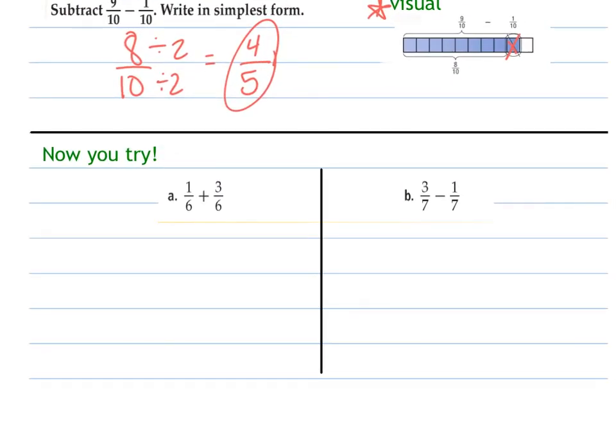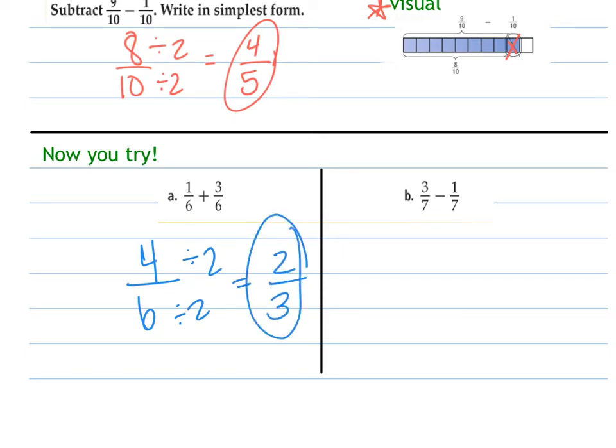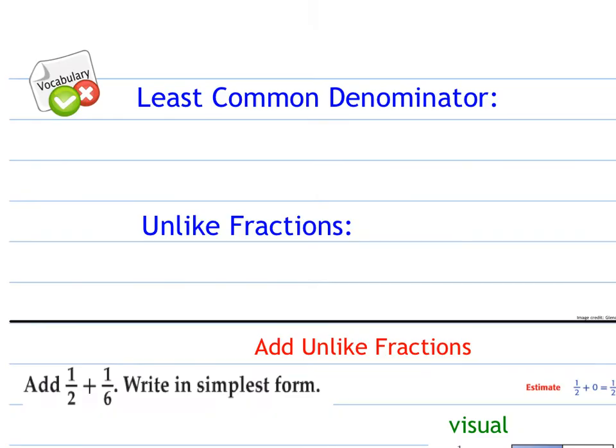Here's 2 for you to try on your own. Pause, try them, and then come back and check. So if we have 1/6 plus 3/6, we add the 1 plus 3, which is 4/6. And you always simplify your answers. So I know I can divide these both by 2. 2/3. 3/7 minus 1/7. Well, 3 minus 1 is 2. Denominator stays the same, and that's in simplest form. So if the denominator is already the same, you just add or subtract the numerator.